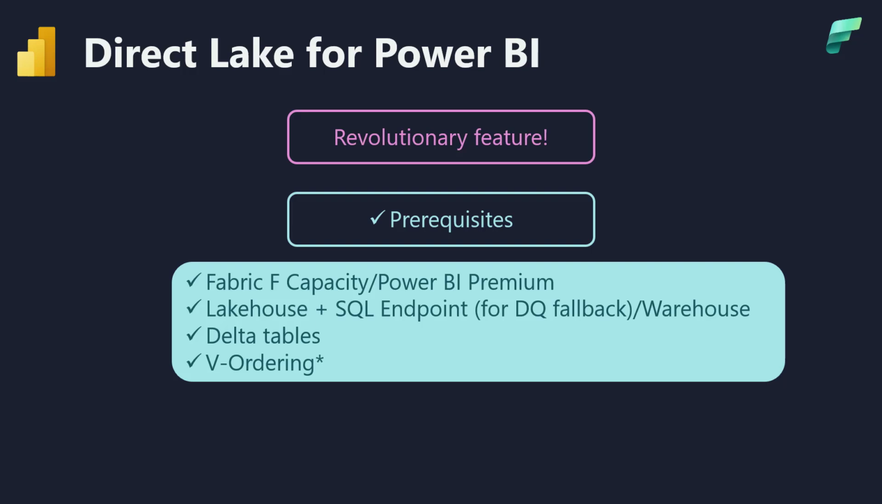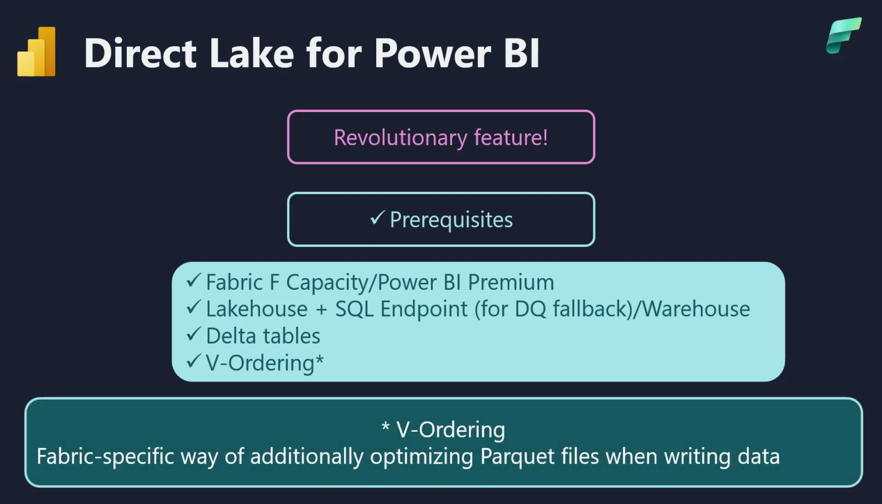Finally, V-ordering. This one is not a hard prerequisite, that's why I put this asterisk, meaning that Direct Lake would still work, even if Delta files are not V-ordered, but you should then expect performance degradation. Now you're probably wondering, what on earth is V-ordering? Don't worry, I won't bother you with heavy technical details. Simply said, it's a Fabric-specific way of additionally optimizing Parquet files when writing data. Keep in mind that all Fabric engines by default will write files using V-ordering.